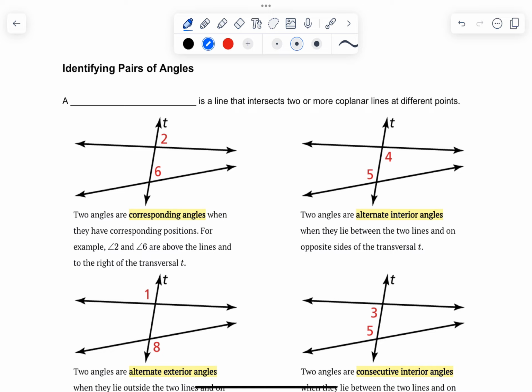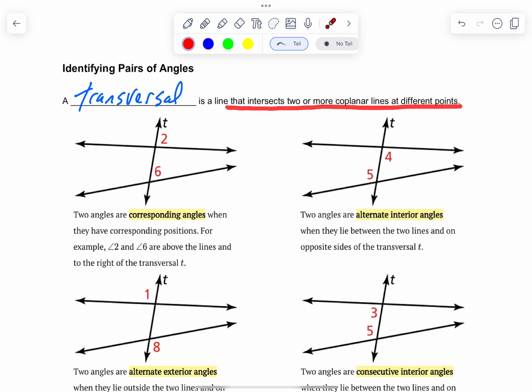This first sentence here, this blank, we say a transversal. A transversal is a line that intersects two or more coplanar lines at different points. So this T, change back to our red here. This T is, so line T, that's this line here. This is a transversal. Okay, it intersects two or more lines at different points.